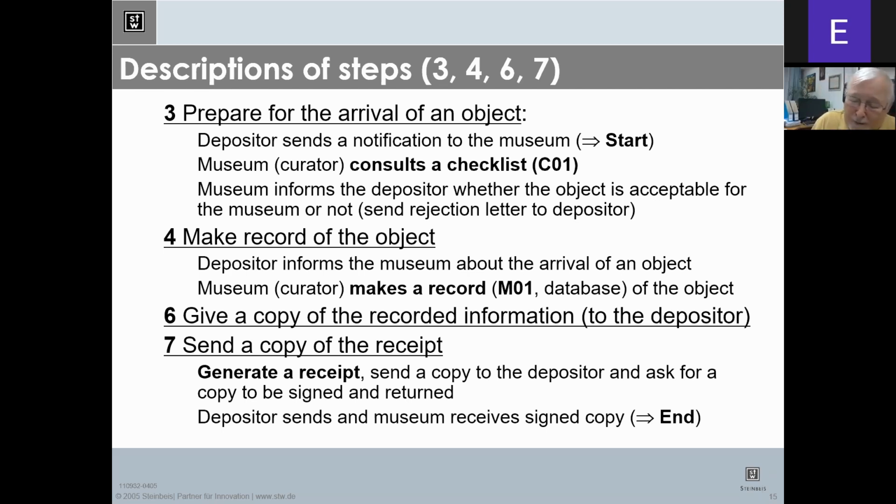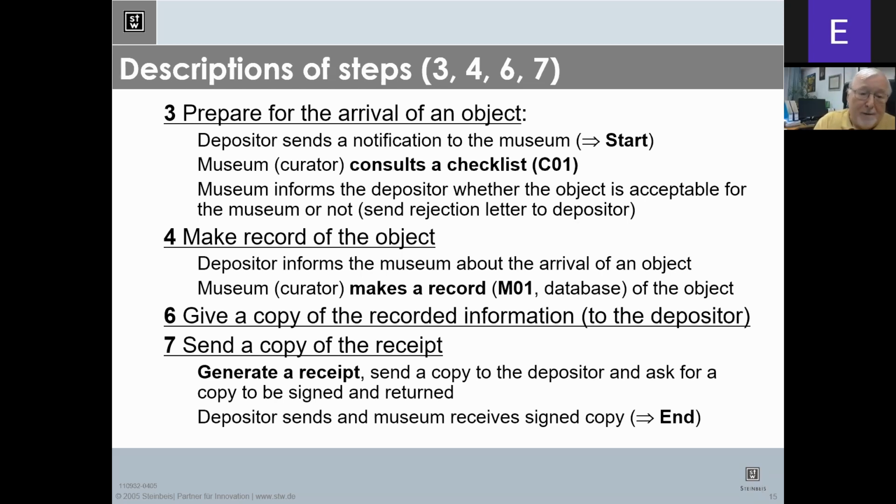For example, if I'm collecting birds in a natural history museum and the depositor is offering me a car, that does not really fit into my collection if I'm not collecting cars. So I have a checklist. In the checklist are the different policies of the museum, what the collection mission is, and so on. And after this consultation of the checklist, the museum informs the depositor whether the object is acceptable for the museum or not. And then the museum could send a rejection letter to the depositor.